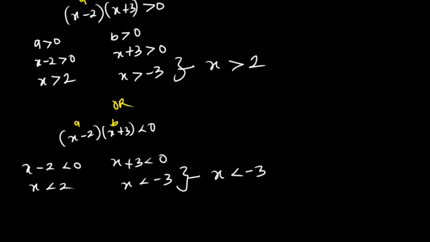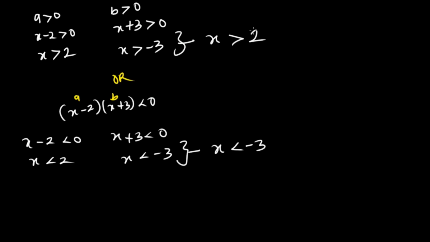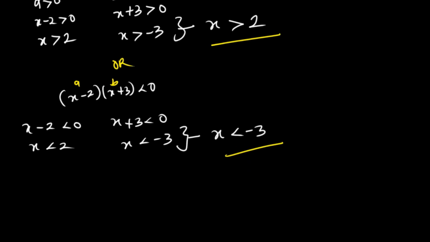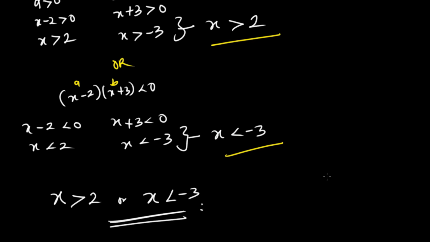So we now have two main expressions. Here we have x greater than 2, and here we have x less than negative 3. So we can combine that. The solution to this quadratic inequality is simply x greater than 2 and x less than negative 3. So we have these two to be the solution to the quadratic inequality.